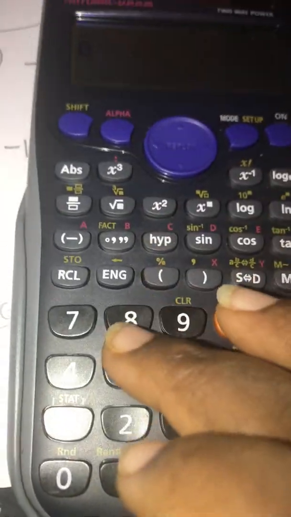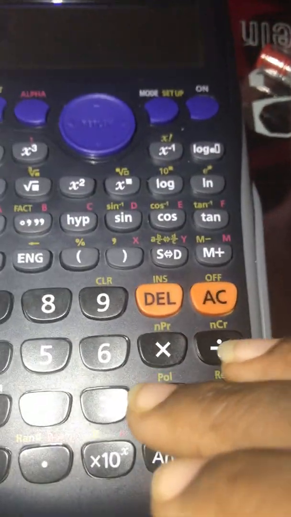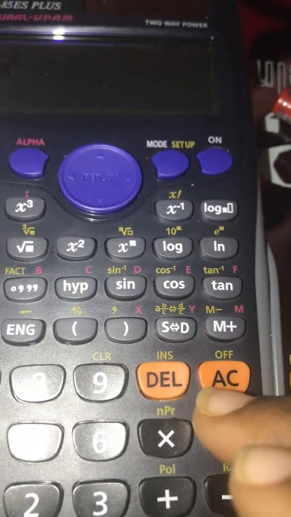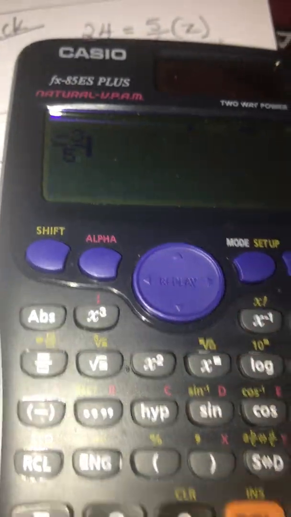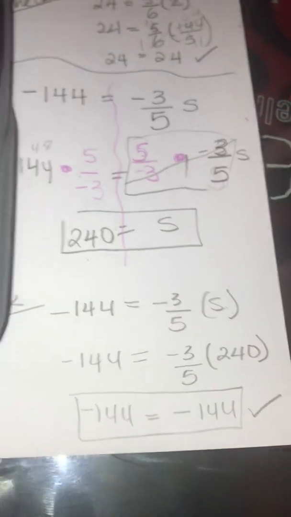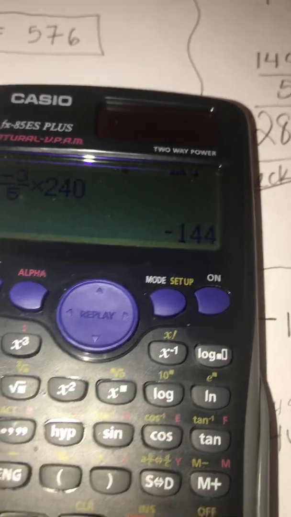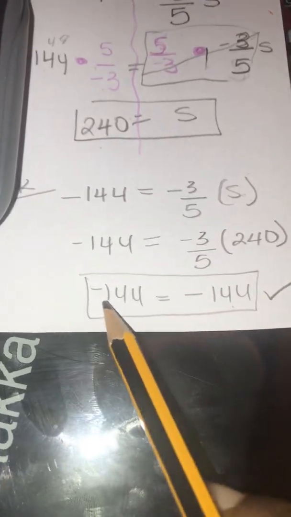So negative 3 out of 5 times 240, okay? Negative 144. My left looks like my right, then I know I am correct, okay?